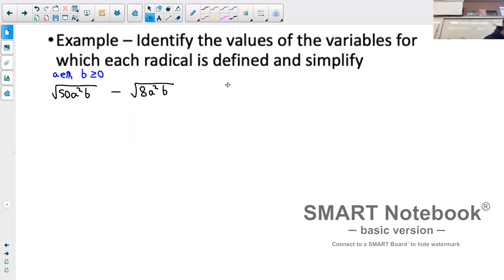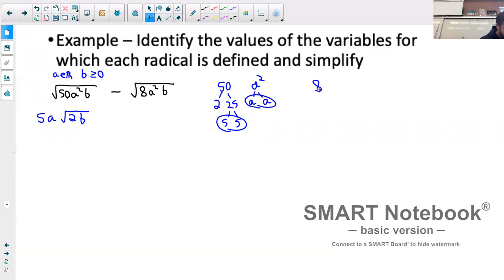Okay, so now we'll go through and simplify this. So 50 is the same as 2 times 25, which is 5 times 5. And then a squared is a times a. And then b we can't break down. So we've got 5a square root of, we had 2 remaining and a b remaining.